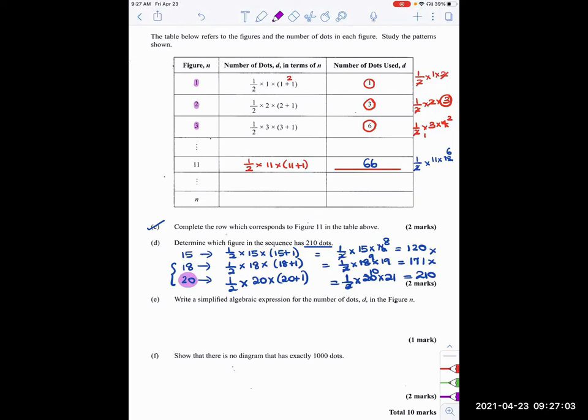Did you all get that? Yeah, miss. So we were supposed to get 2 marks there. Write a simplified algebraic expression for the number of dots in figure N. So I want you to replace 11 with N and write the formula here. So wherever you see 11, you're going to replace it with N. Okay, miss.